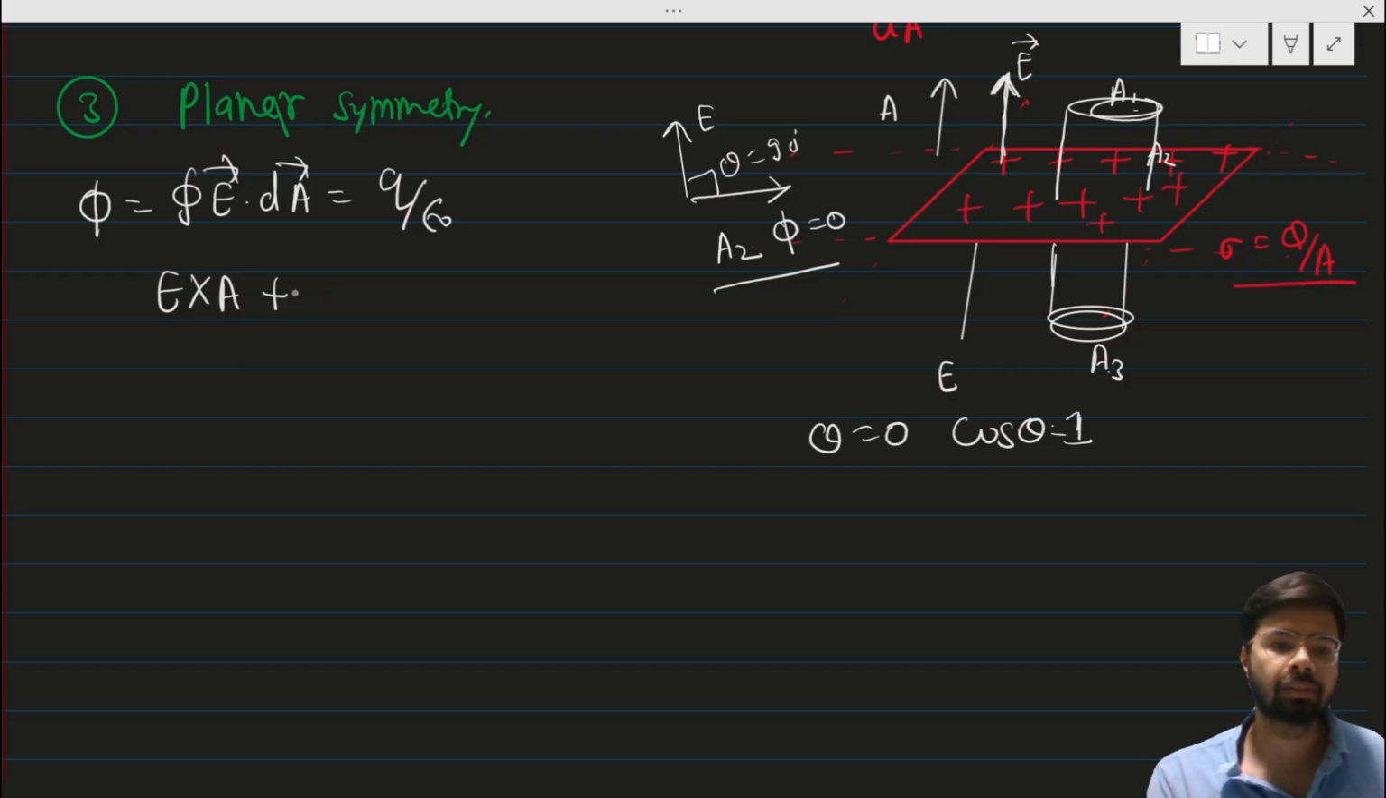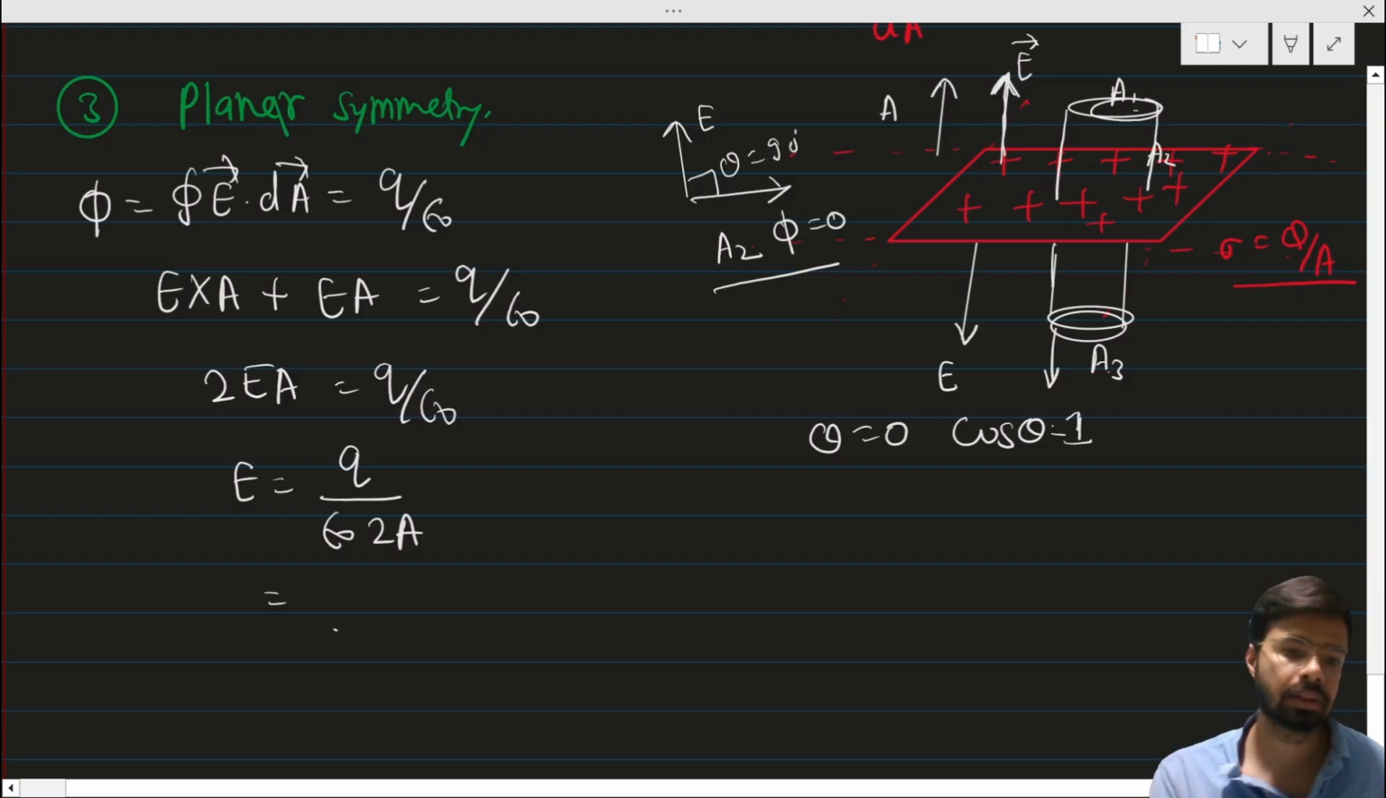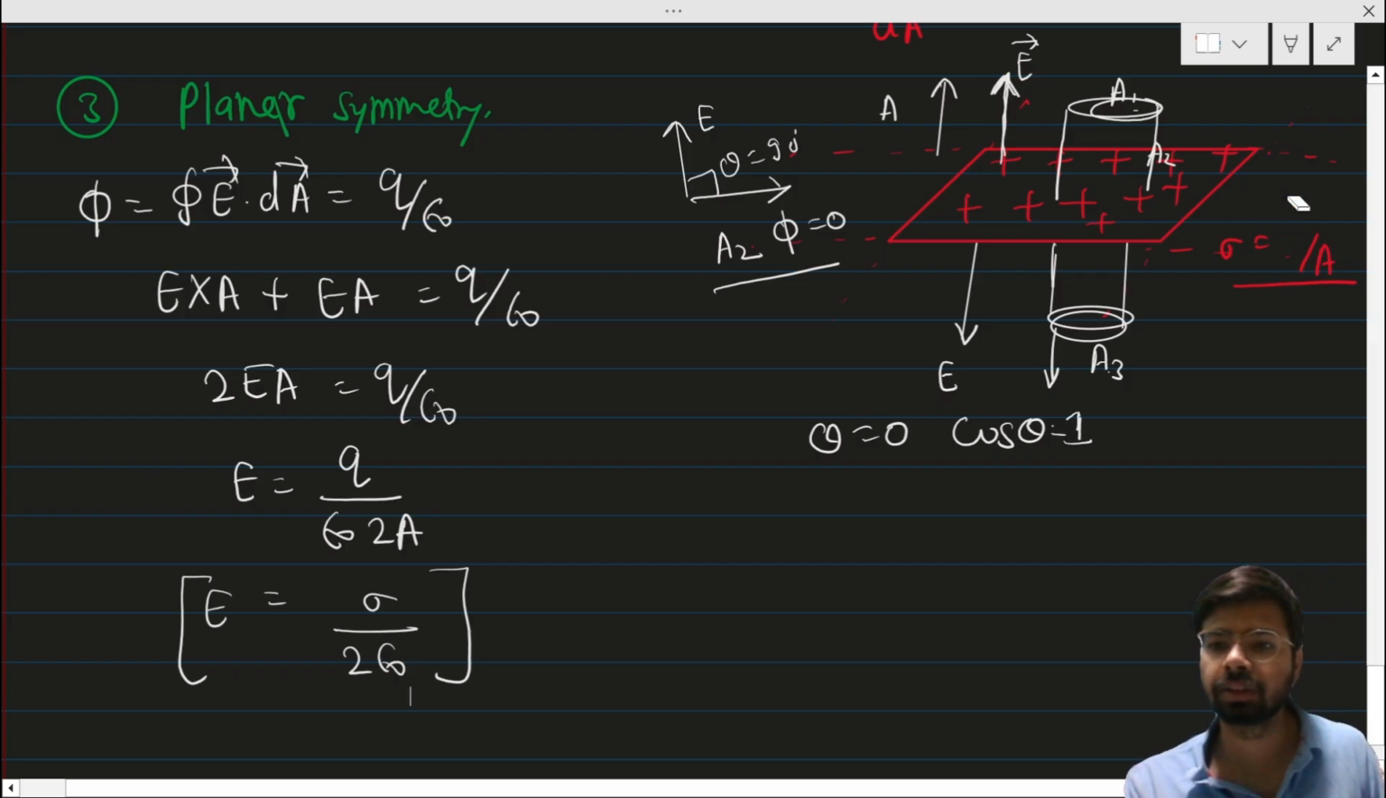So EA, and similar for this case, electric field in this direction and area vector in this direction, so this will be EA. This is Q over epsilon naught. So 2EA is equal to Q over epsilon naught, so E is Q by epsilon naught 2A, and Q by A is sigma, so E is sigma over 2 epsilon naught. This is the electric field due to the planar sheet. Assume this is small q. Alright.